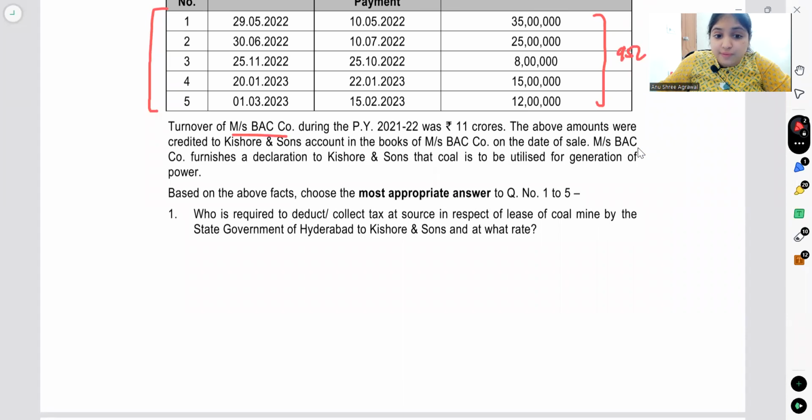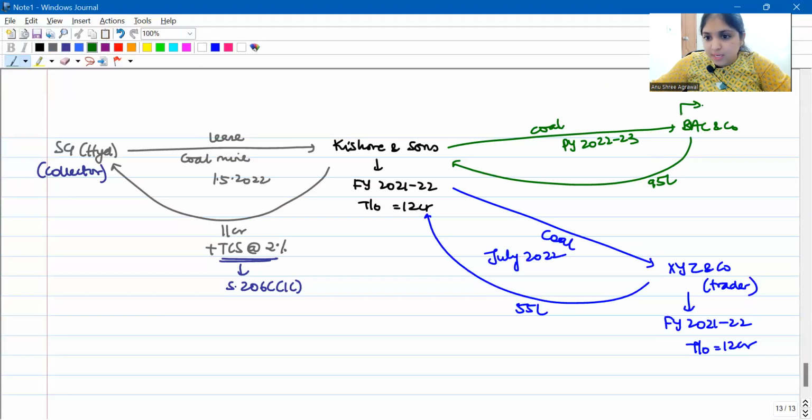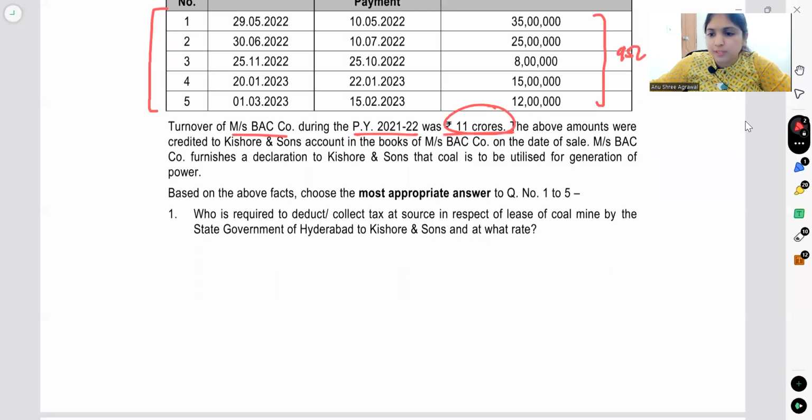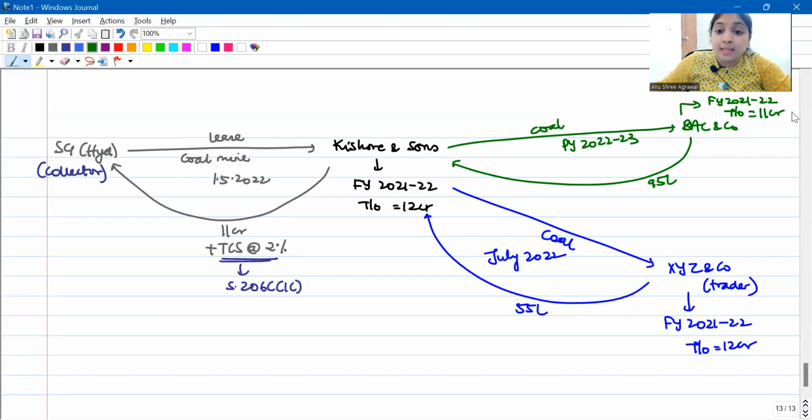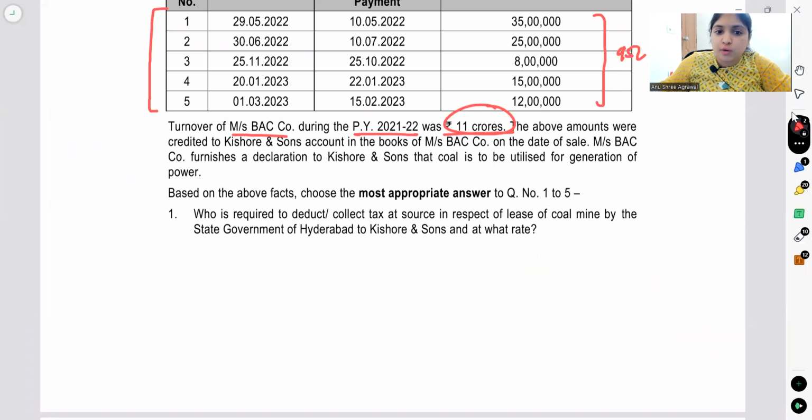Then turnover of BAC and Co during 21-22 was 11 crores. So they have given us BAC's turnover also for financial year 21-22. Their turnover was how much? Their turnover was 11 crores. Okay. Then the above amounts were credited to Kishore and Sons account in the books of Messrs BAC and Co.